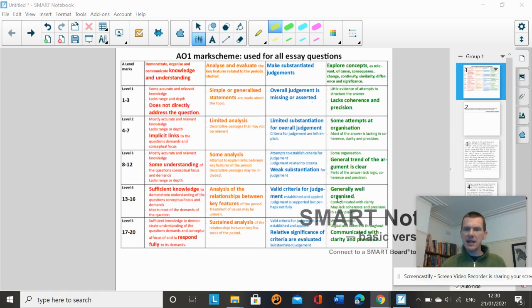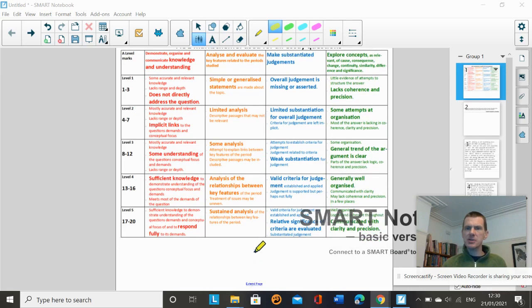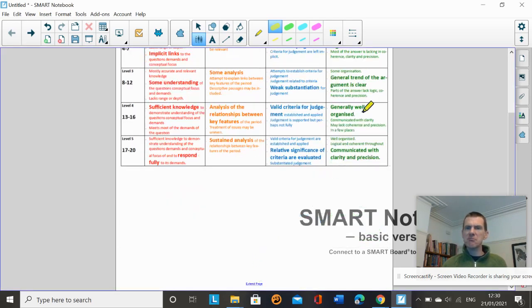Then down this end, I normally do this one first because it's the most straightforward. This is about organisation. Is the answer well organised, generally organised, or is it even better than that, communicated with clarity and precision? So we're going to look at the organisation and the communication.